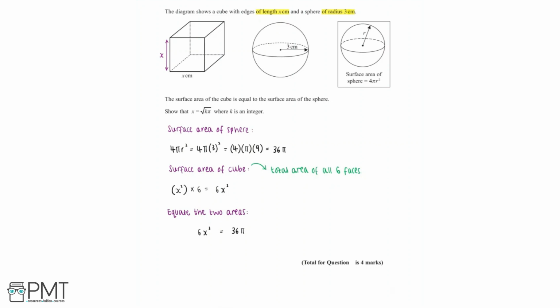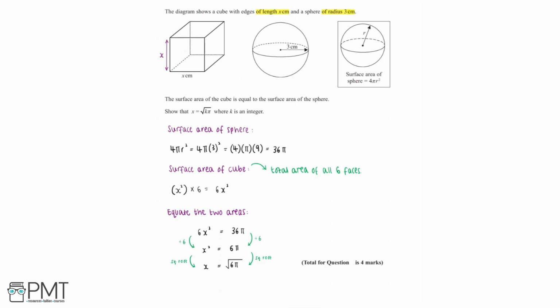Now since we need to show that x is equal to the square root of k pi, we need to find the value of x, and we can start by dividing both sides by 6. 6x squared divided by 6 is equal to x squared, and 36 pi divided by 6 is equal to 6 pi. Now to find the value of x, we can square root both sides. The square root of x squared is equal to x, and the square root of 6 pi is just equal to the square root of 6 pi. And so we've found that x is equal to the square root of 6 pi.